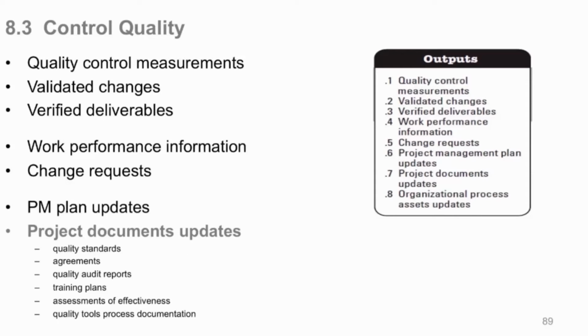Project documents that may be affected by your controlling your quality. Your standards may be updated in some respect. Agreements, stuff you've purchased outside, you may need to make some change request to those vendors and sellers and the way they're, or what you expect from them as far as quality. You may increase their quality needs or just make adjustments in general.